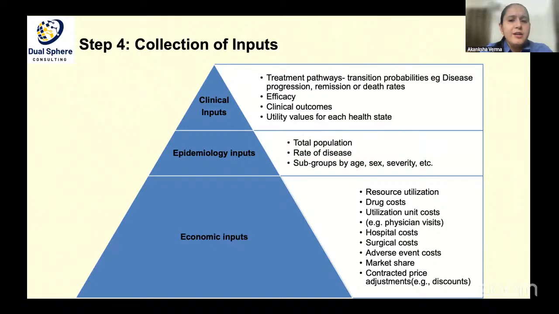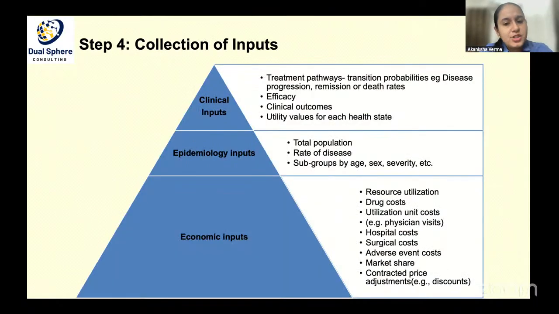Within clinical inputs, you can have the treatment pathways, which can be defined in the form of transition probabilities, disease progression, remission, death rates, all these things. Then you can have efficacy data, clinical outcomes from the clinical trials, and utility values for each health state. So these are broadly the clinical inputs.